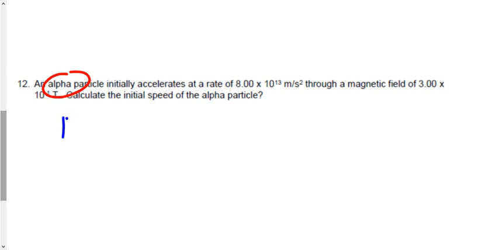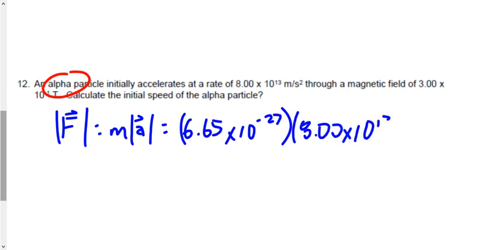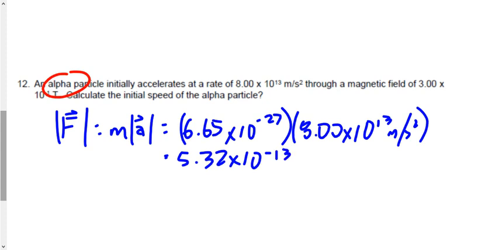Good. F is equal to m times a. The mass of the alpha particle is 6.65 times 10 to the minus 27 kilograms times the acceleration of 8.00 times 10 to the 13 meters per second squared. And that gives us a value of, I don't have that written down here. Who has that? Yeah, Quinn? 5.32 times 10 to the negative 13 newtons.